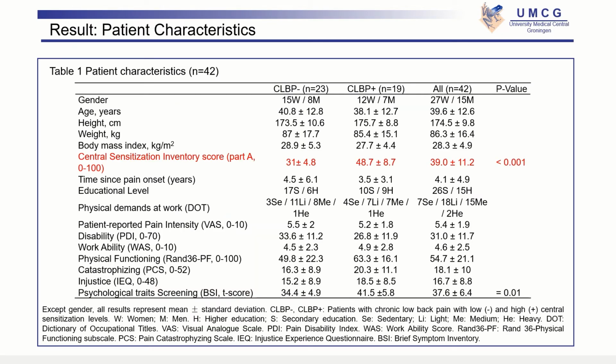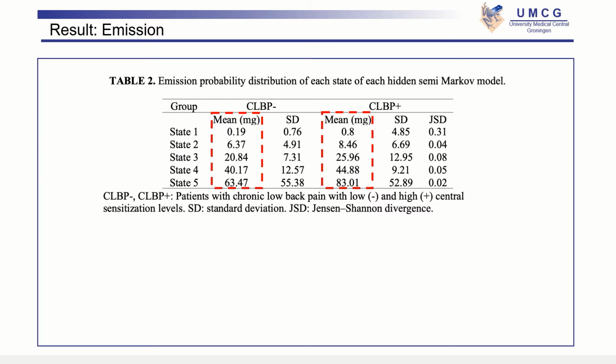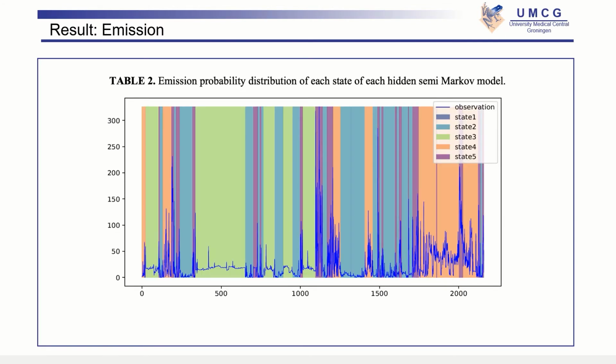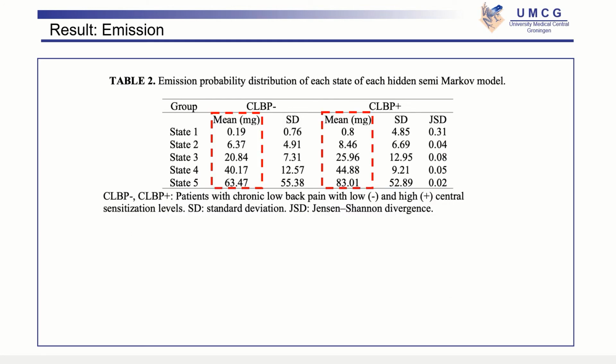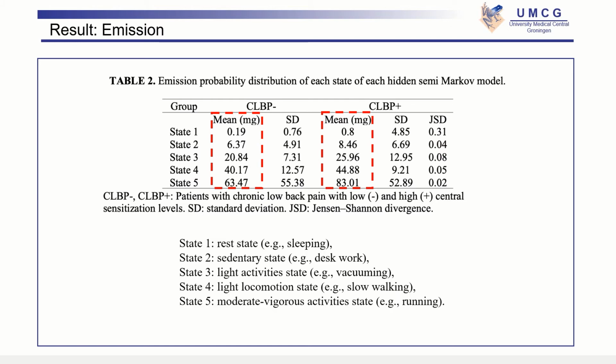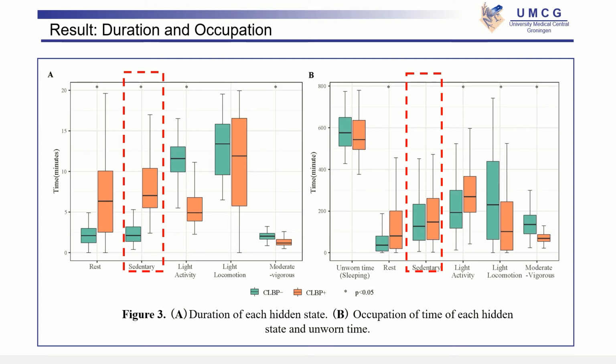The patient characteristics are shown in this table. 42 patients with chronic low back pain were included. This table shows the emission probability of the two groups. Here is an example of these hidden states and their observations. Based on the values of emission, we interpreted the hidden states as rest, sedentary, light activity, light locomotion, and moderate vigorous activity states. This figure shows the duration and occupation of each hidden state.